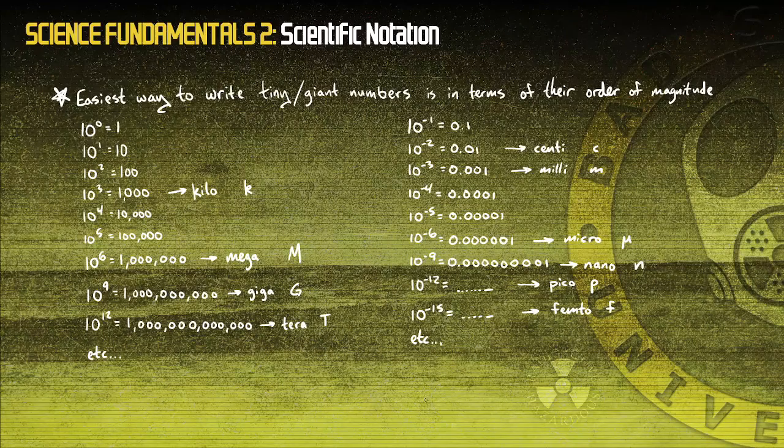Welcome back. For this week's video, I wanted to continue the Science Fundamentals series and cover scientific notation. Scientific notation is a way to write really small numbers or really large numbers in terms of their order of magnitude. So you see the list here on the left is how you write large numbers. You have a 10 to the power of 0 through whatever, and what the power tells you is the number of zeros following a 1.